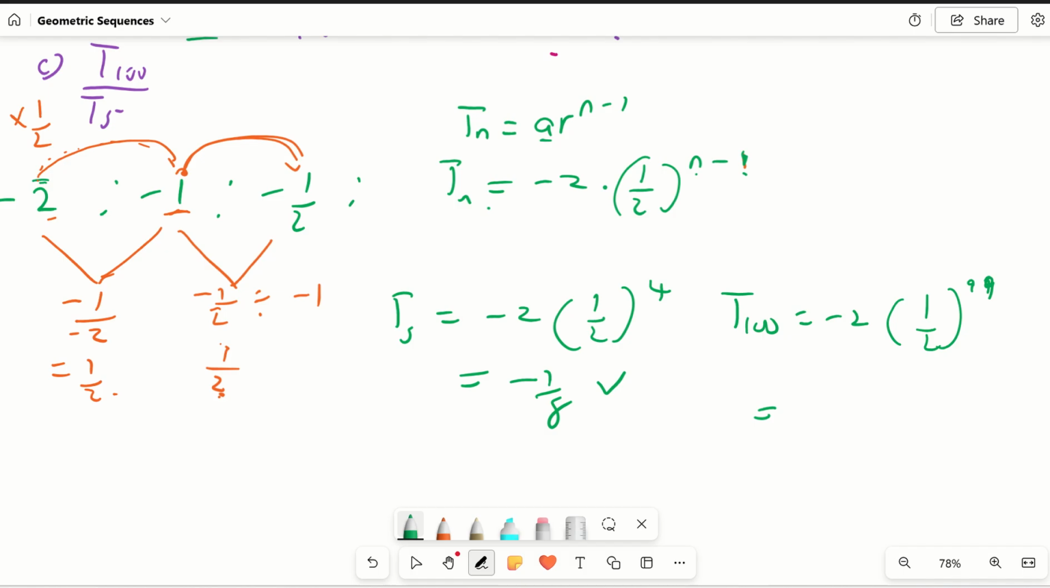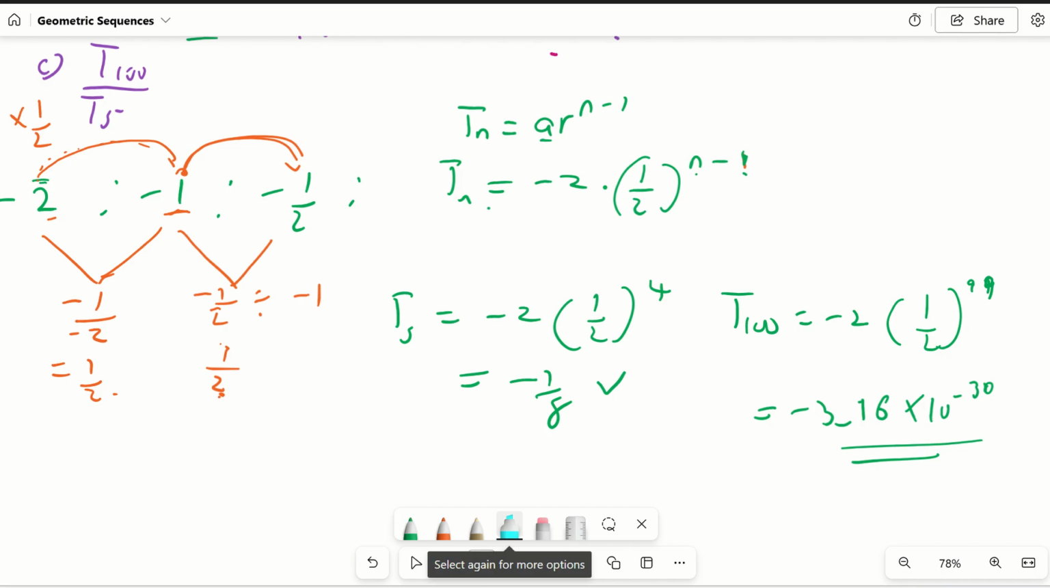Did you guys get minus 3.16 exponential minus 30? Did you guys get that? Proper stuff. Please, from now on, since you're a Raghob Education student, here is how you pronounce this: it is minus 3.16 exponential minus 30. Don't say times 10 to the power. Say exponential minus 30. Minus 3.16 exponential minus 30.